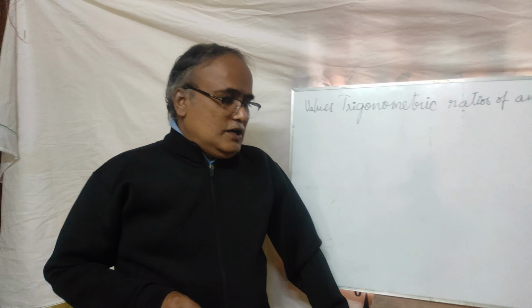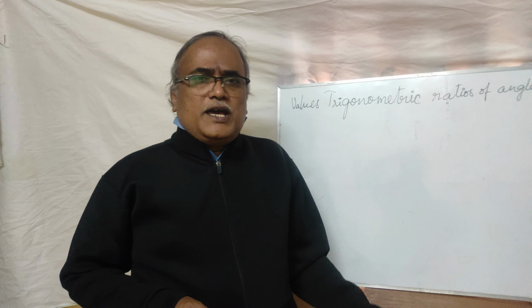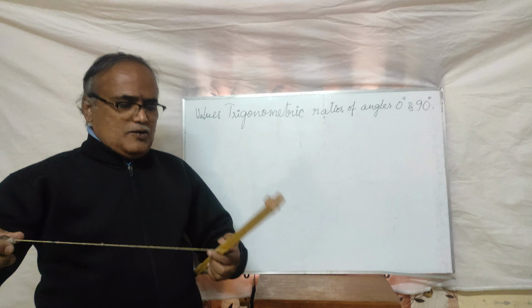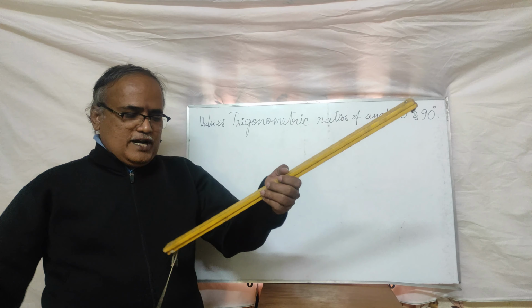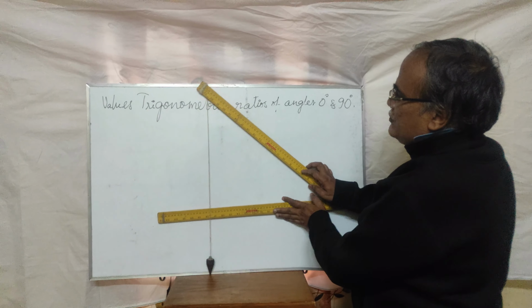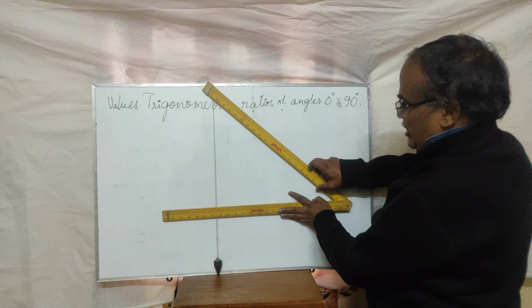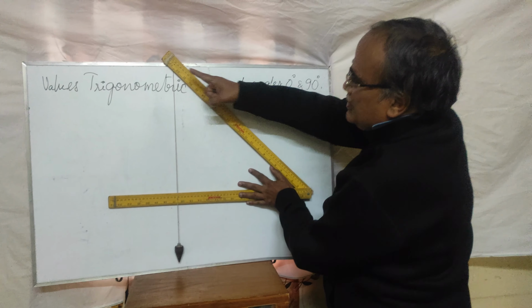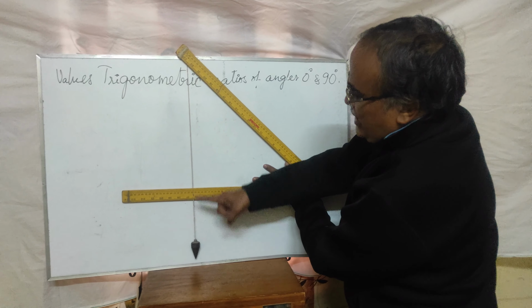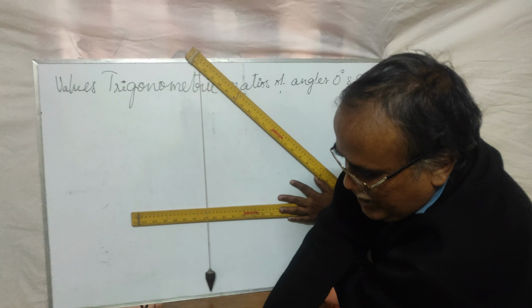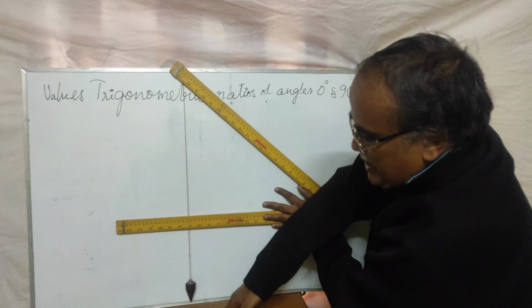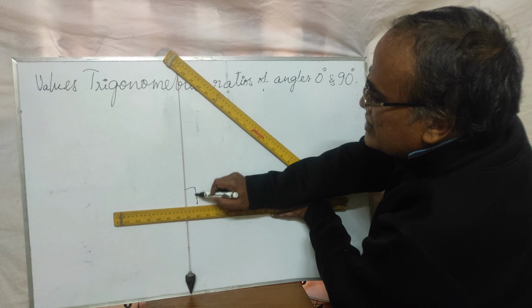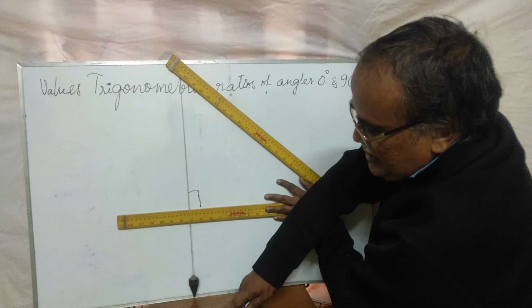So to do that, I have one small experiment with me, and with that experiment we can conclude how to do it. My students have made this project. Dear students, you see I have an instrument in my hand, actually 2 scales and 1 string. With the help of this weight, this string is making a right angle here. The string is making a right angle with the scale.